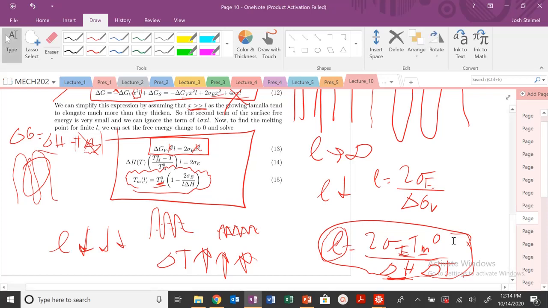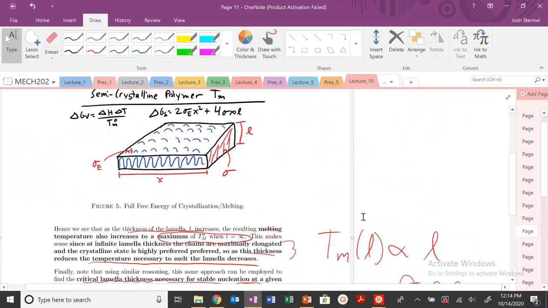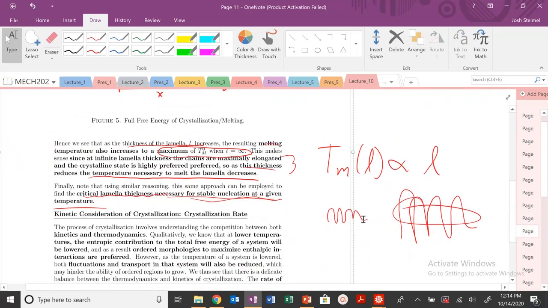So this will make more sense in the context of when we look at kinetic considerations, and this competition between nucleation and growth, and how that affects the crystallization rate as a total.